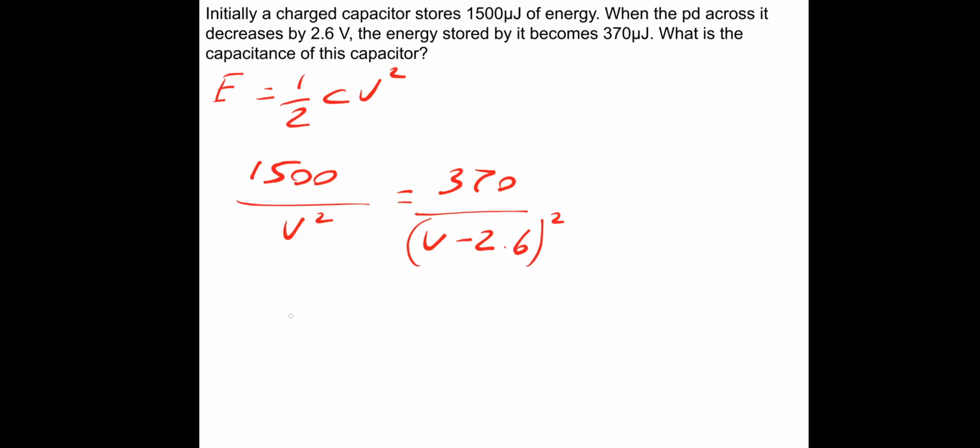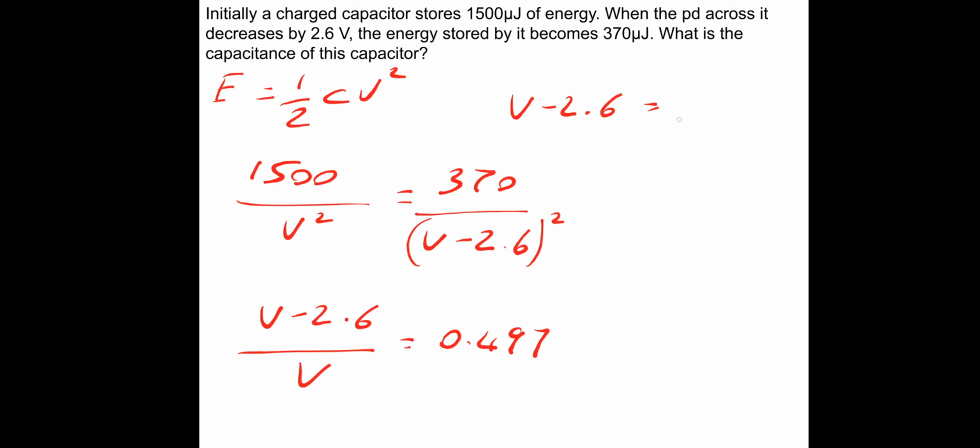So let's take the V's onto the left hand side and the numbers onto the right hand side and then square root. So we're going to have V minus 2.6 over V equals, we've got the 370 divided by 150, and then we need to square root. And 370 divided by 150 square rooted is, let's use this number, 0.497. Then you can finish this one off if you wish. So I've got V minus 2.6 equals 0.497 lots of V.